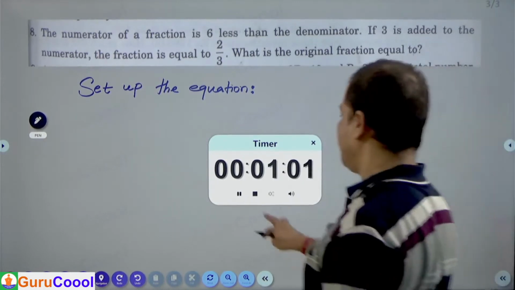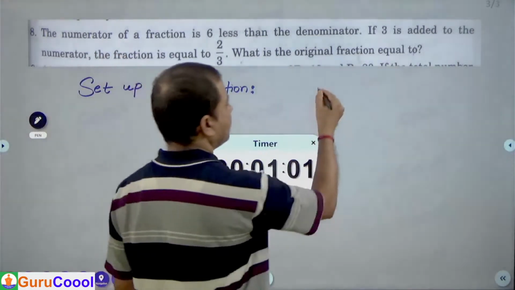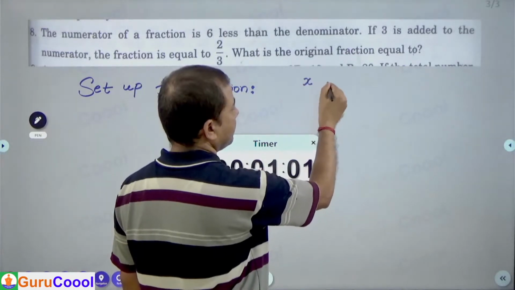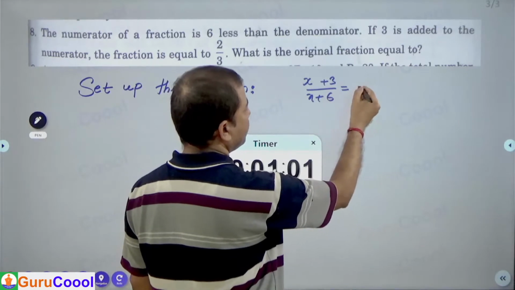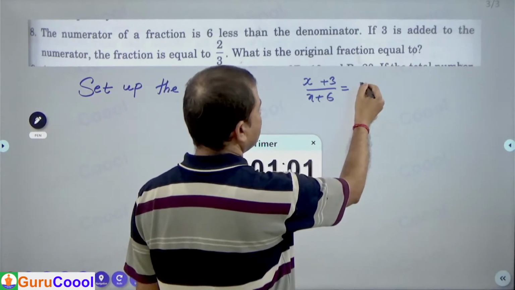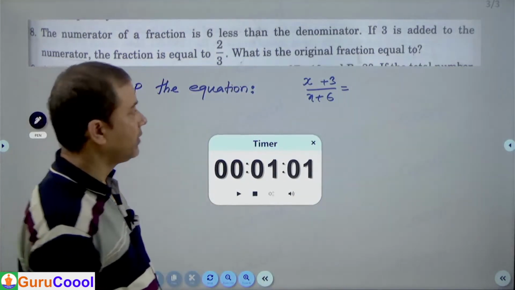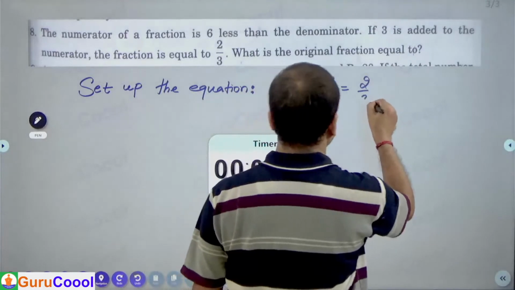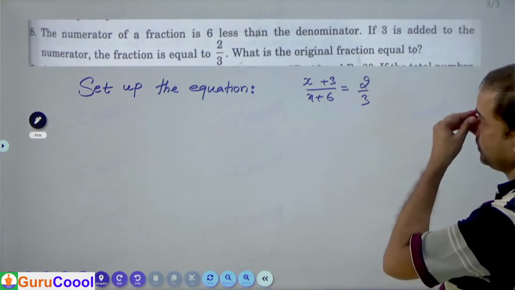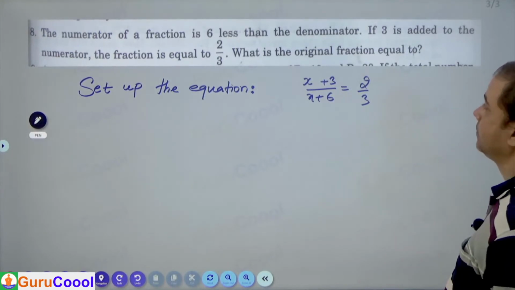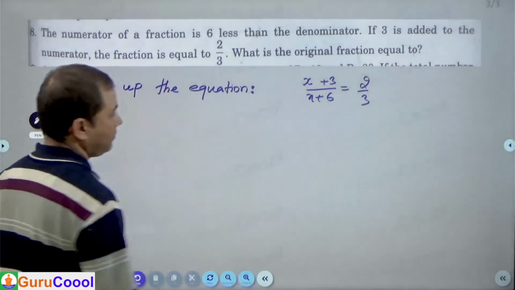Okay, you set up the equation. Tell me what is your equation. Sir, x plus 3 by x plus 6 equal to 2 by 3. Equal to what? Sir, 2 by 3. Okay. Check it. Have I written correctly? Yes. Okay. It is correct. Correct equation.